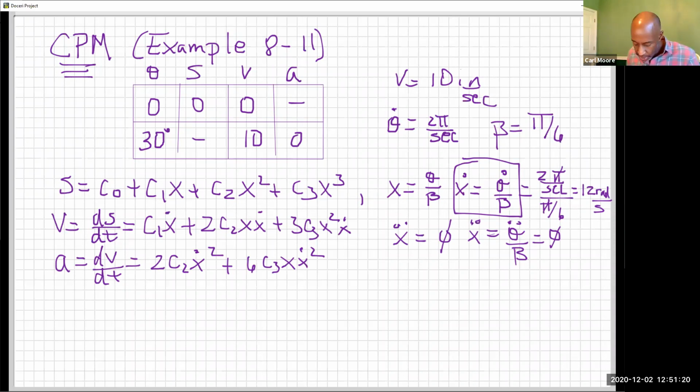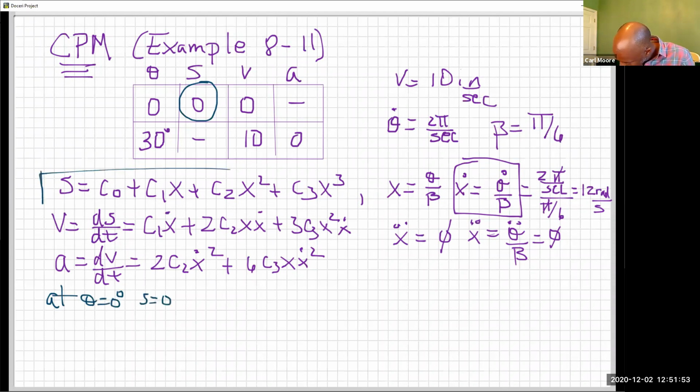Okay, so we have 3 equations. We're going to do the same thing we did before in terms of determining these constants, of which we have 1, 2, 3, 4: C0, C1, C2, and C3. We have 4 constants, and we have 4 equations. So let's look at the first equation. At theta equals 0 degrees, S is equal to 0.